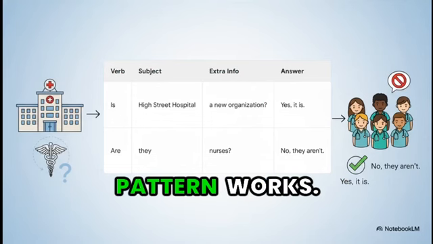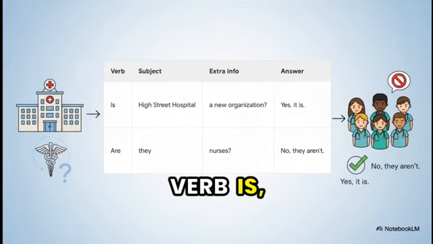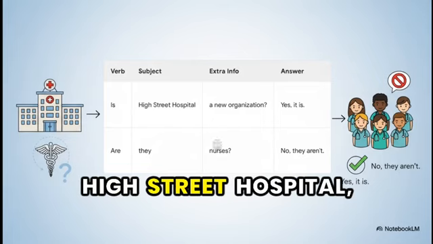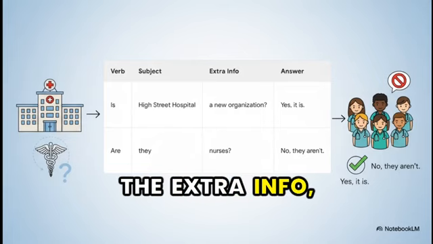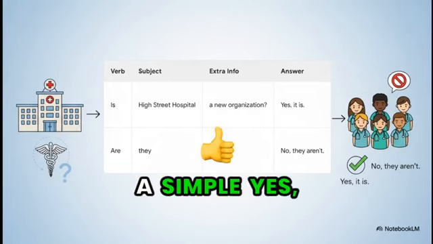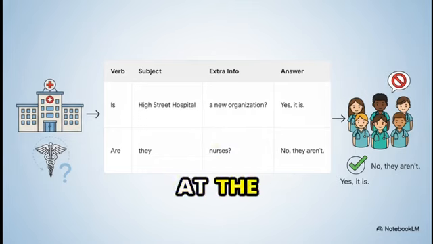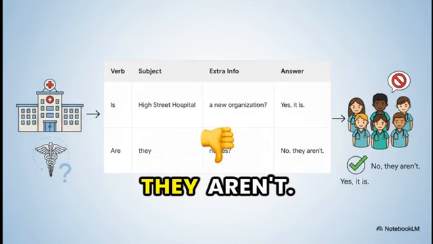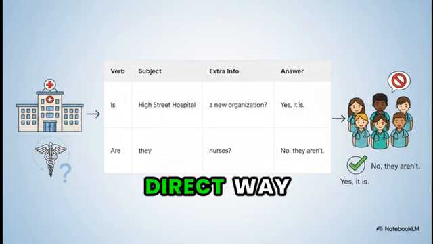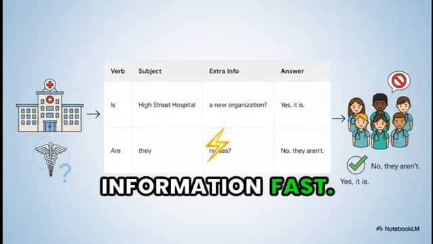Okay, check out how this pattern works. We start with the verb is, then the subject, High Street Hospital, and then the extra info, a name. And the answer is a simple, yes, it is. Or look at the second one. Are they nurses? No, they aren't. It's just a really clean, direct way to get information fast.